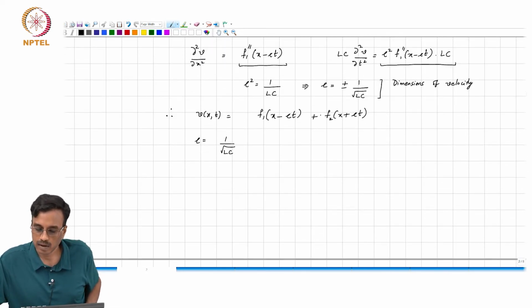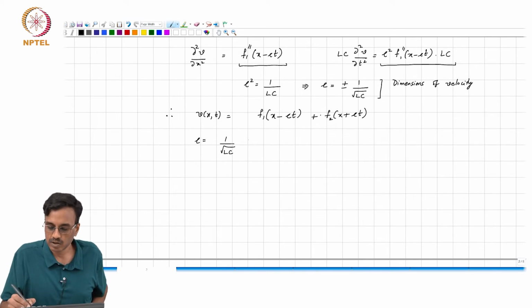So c is basically 1 over square root LC, which is basically the velocity of light.